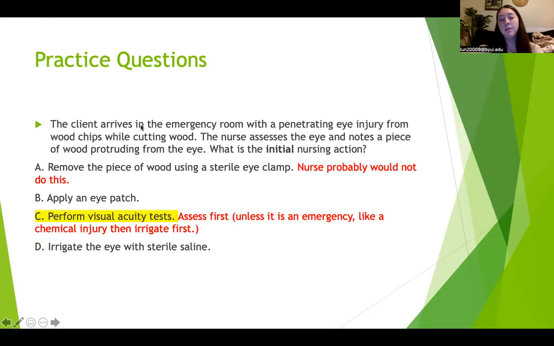They arrive in the emergency room with a penetrating eye injury from wood chips while cutting wood. The nurse assesses the eye and notes a piece of wood protruding from the eye. What's the initial nursing action? Before we even go into the answers, if any answer talks about removing this piece as a nurse, you don't do it. That goes for any penetrating object. You're not removing it, in case of further damage. It needs to be removed surgically.